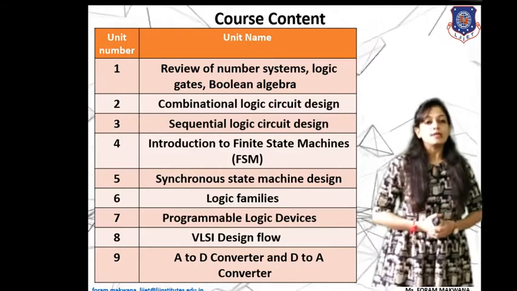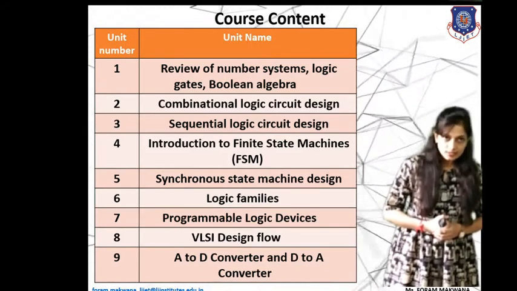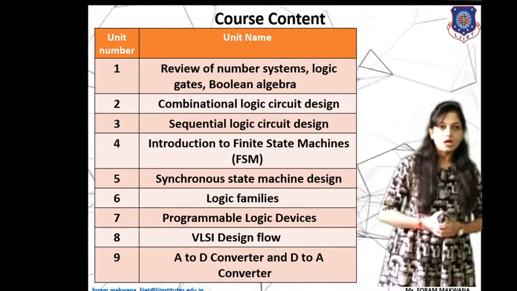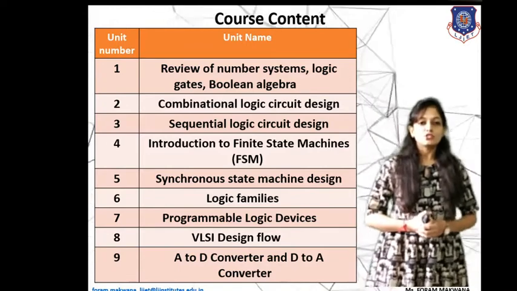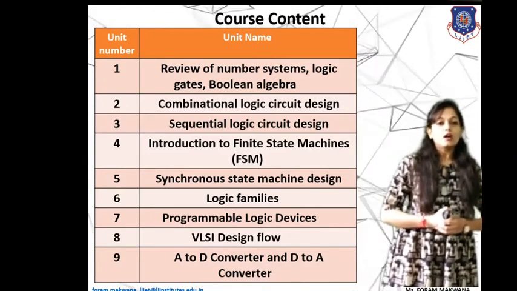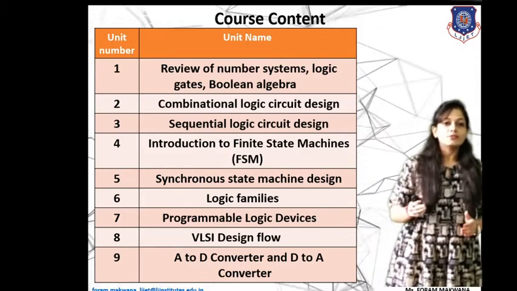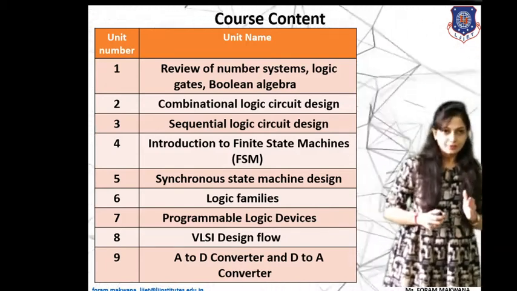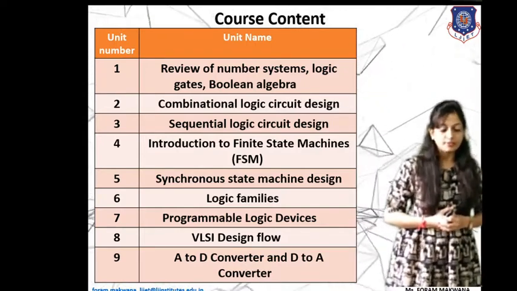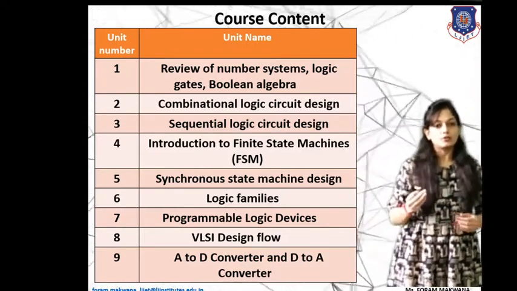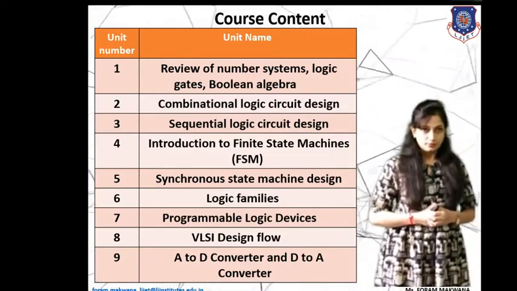First of all, in unit number 1, we will see what the different logic gates are, what Boolean algebra is, and what number systems are. Unit number 2, that means combinational logic circuit design. A combinational circuit means its output depends only on the present state of the input. Unit number 3, that is sequential logic circuit design, in which its output depends on the present state as well as the previous state of the input.